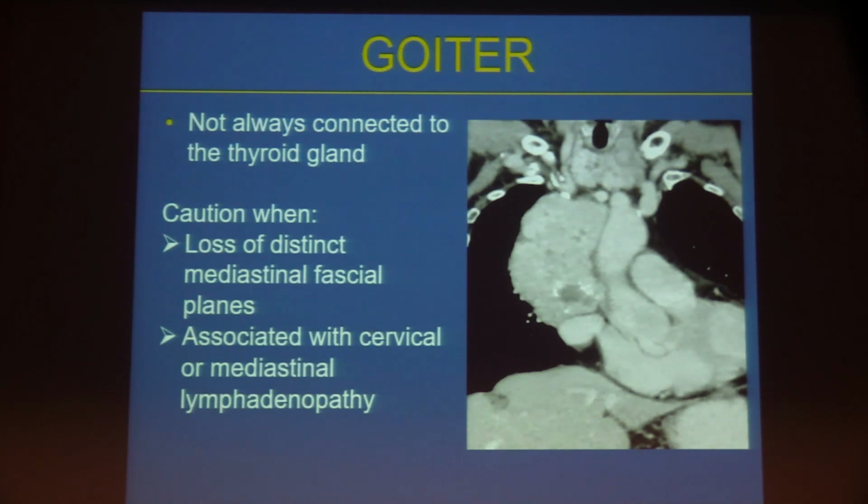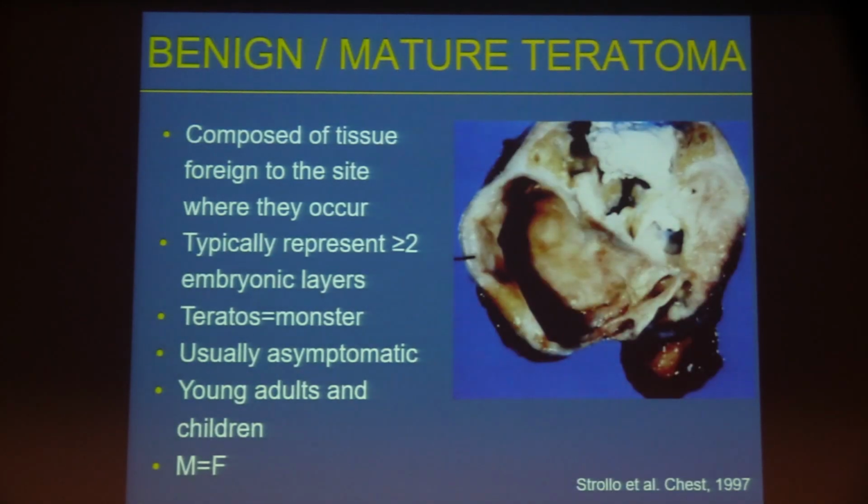If you're thinking about cancer, which is rare with goiters, things to look for are lymphadenopathy, obliteration of borders, and infiltration of the surrounding structures, but typically goiter is just very sharply demarcated.